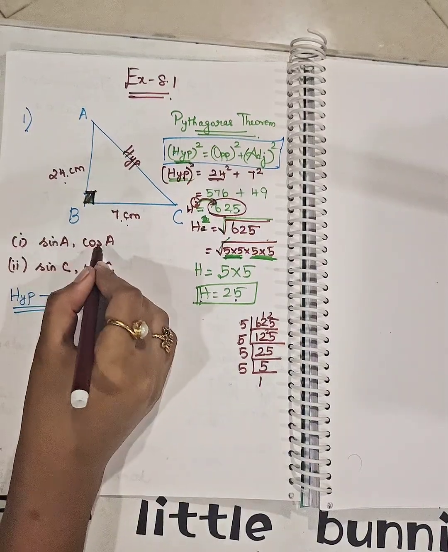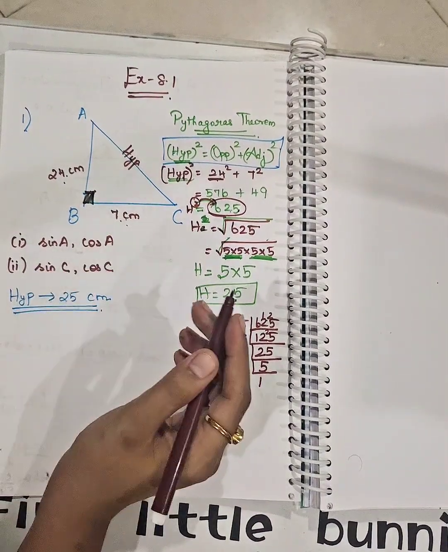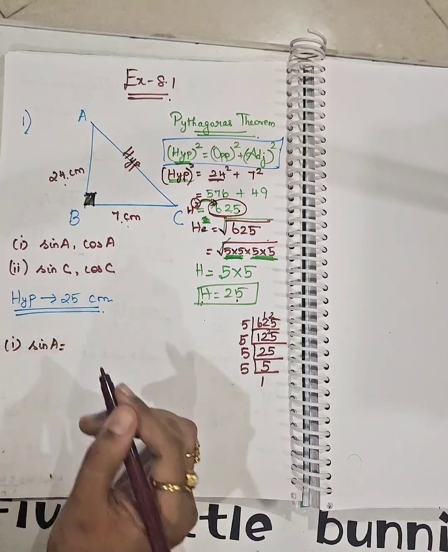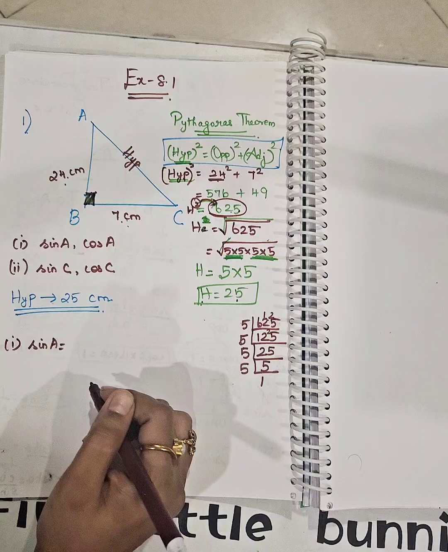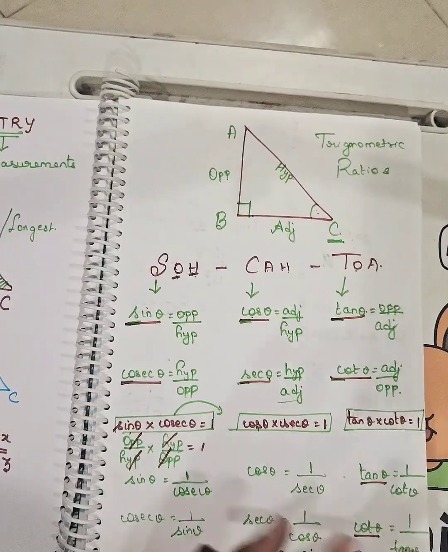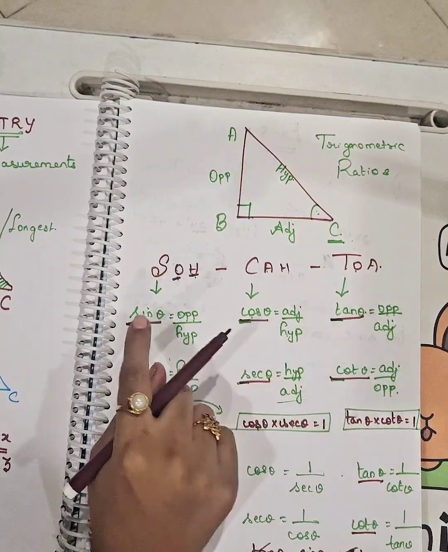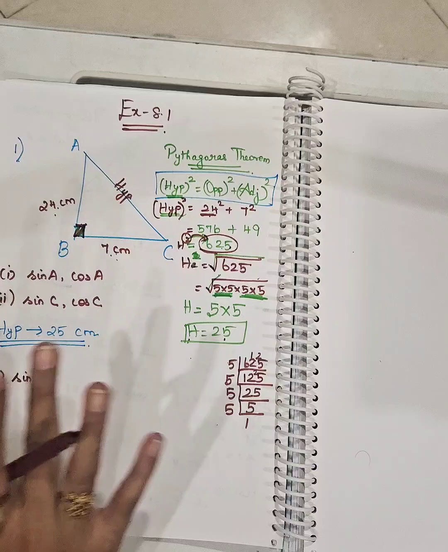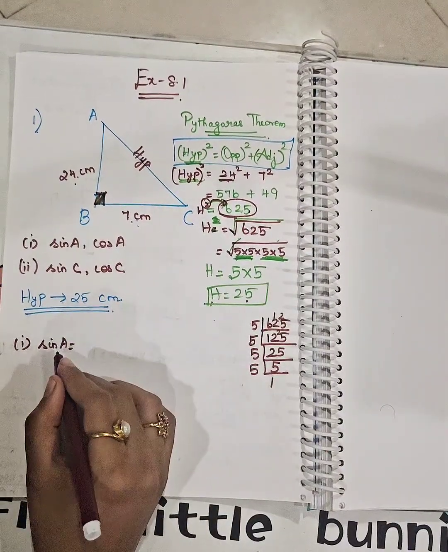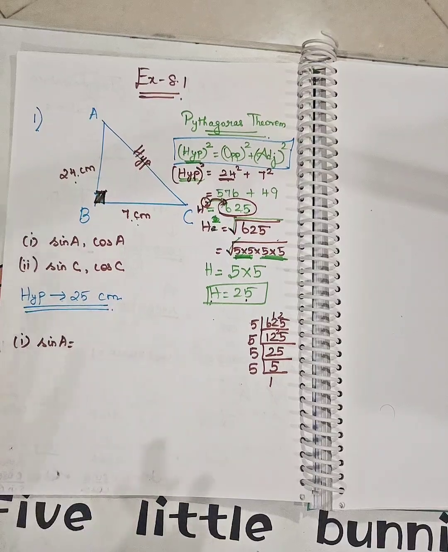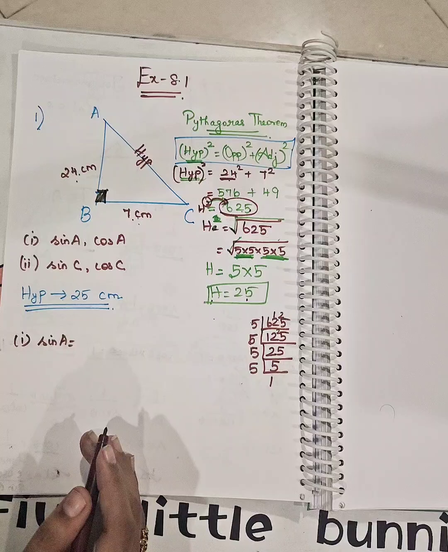So here in our first division they have given sin A, cos A. First, let us find sin A. We already know the formulas for sine, right? What is the formula for sine theta? Opposite by hypotenuse. So we are just going to substitute the formula. The side opposite to theta.